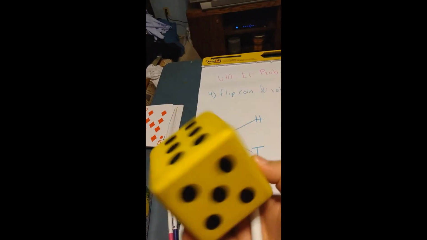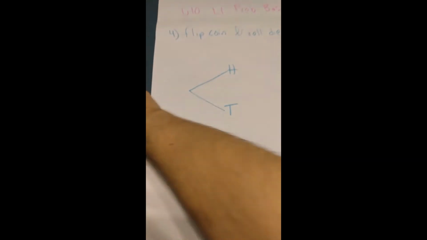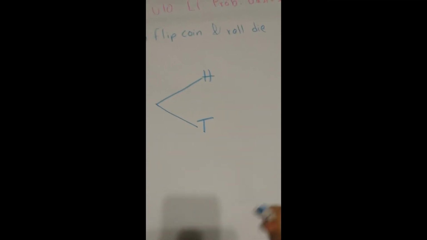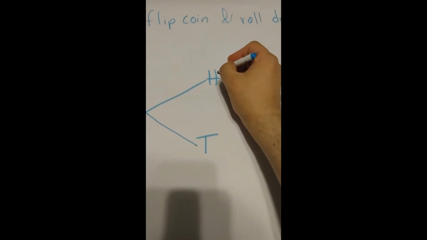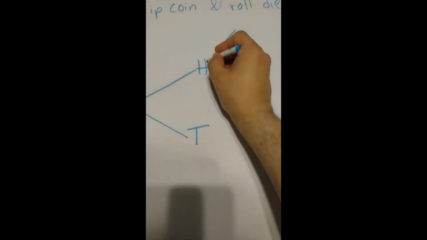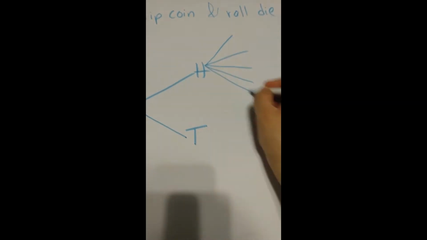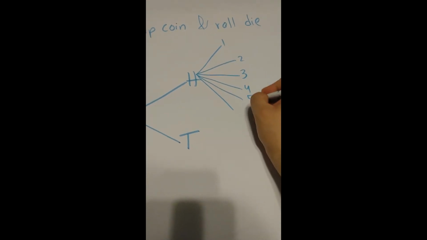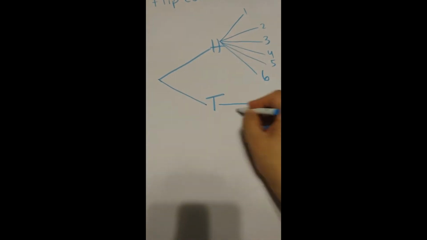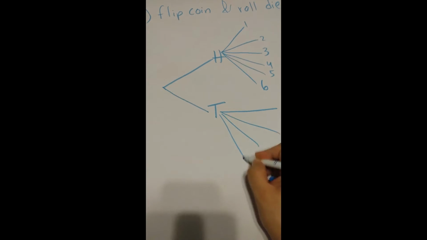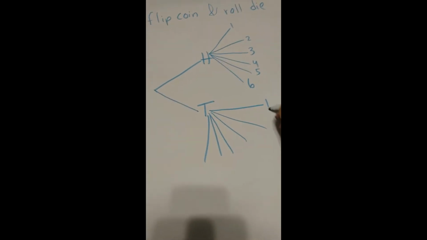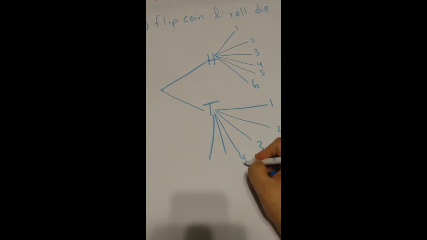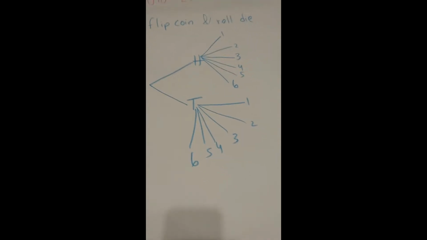Well, what are my possibilities for this die? Well, there's 6 different numbers, right? So let me write down those 6 different things that can occur after getting a heads. 1, 2, 3, 4, 5, 6. And the same for tails, 1, 2, 3, 4, 5, 6.